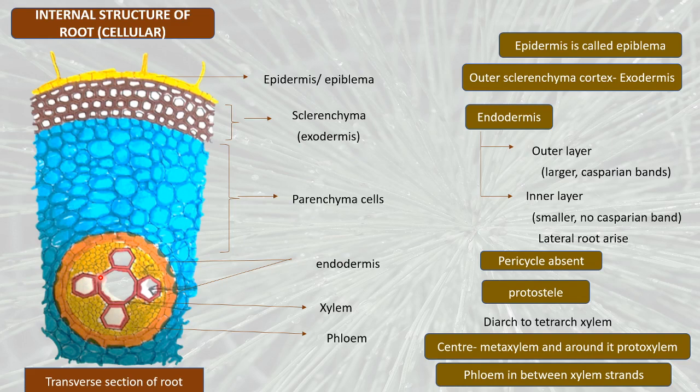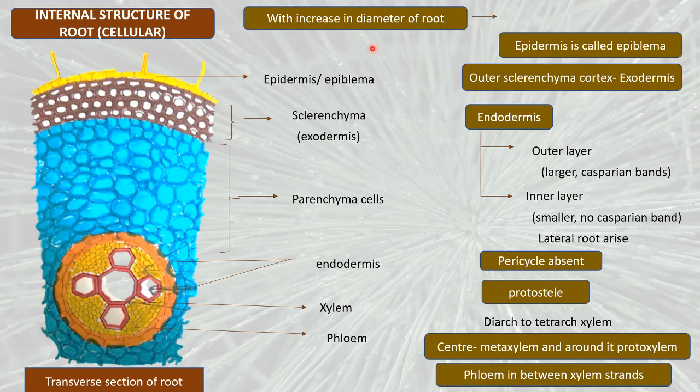This is very simple. Only thing that you need to remember is about the two endodermal layers and about the absence of pericycle, and that the epidermis can be called epiblema and the outer cortex is called exodermis. But these two are the main important point. Also you need to know that as the diameter of the root increases, there will be increase in the xylem strand. So larger the diameter of root, more the increase in xylem strands.